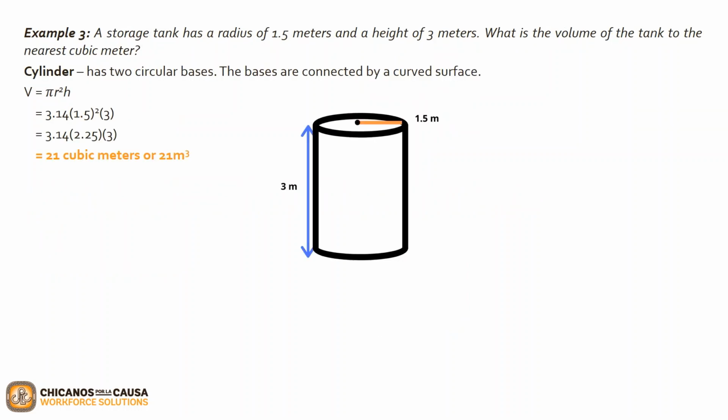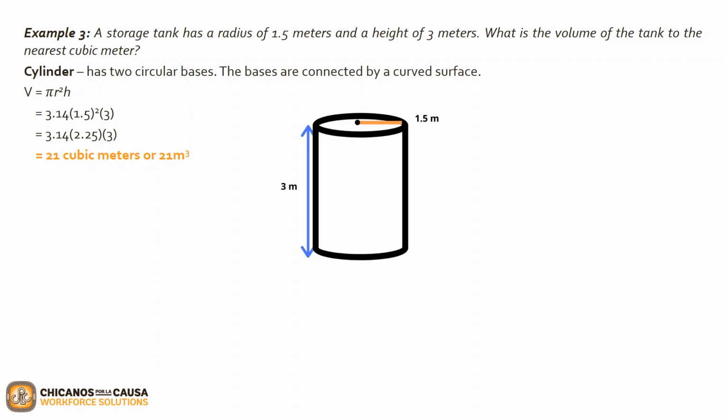Let's look at example 3. A storage tank has a radius of 1.5 meters and a height of 3 meters. What is the volume of the tank to the nearest cubic meter?